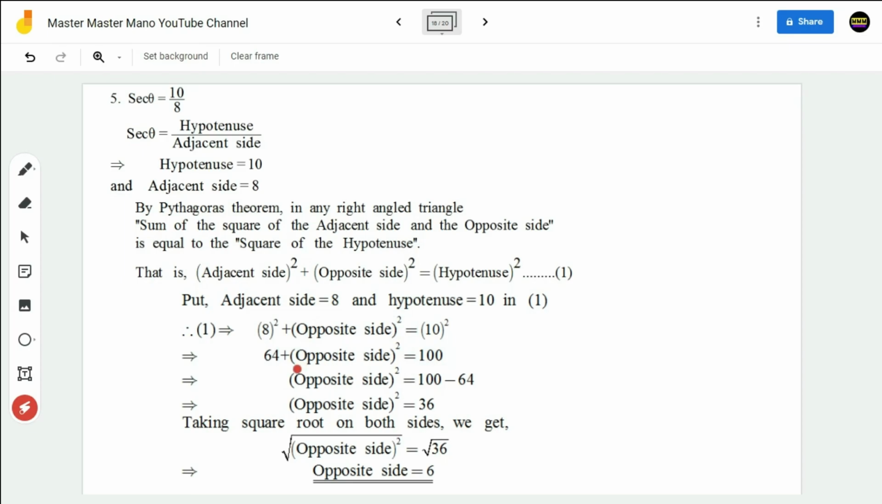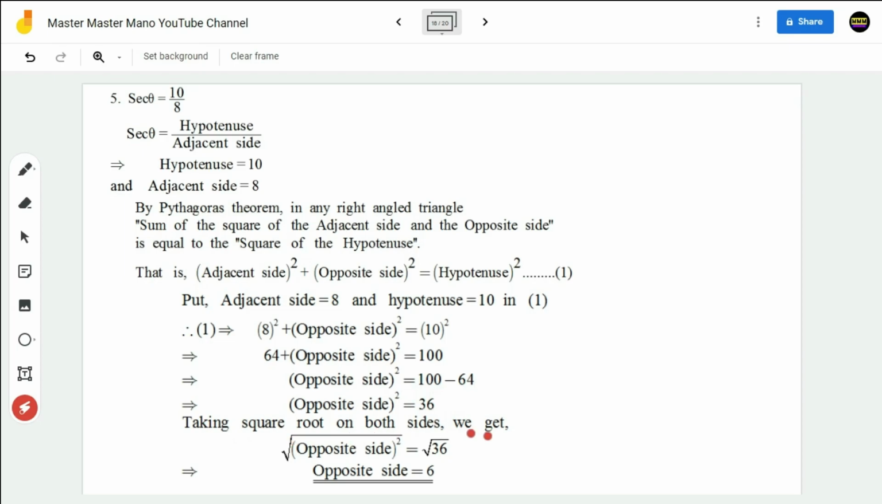Then on the left hand side we have kept opposite side square, equal to 100 on the right hand side, and it is written. When this 64 plus 64 goes to the right hand side of the equation, it will be minus 64, that is, opposite side square equal to 100 minus 64, which will be 36.